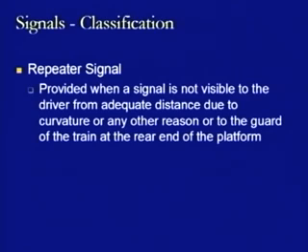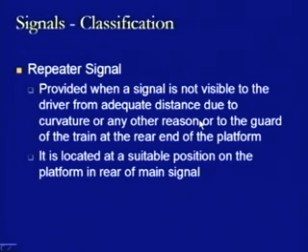Then in that condition another signal is provided which shows the same type of signaling which is shown in the case of a starter signal, and that is how the driver will be able to see it. Similarly, sometimes it may happen because of the curvature that the guard is not in a position to see that signal, and therefore, a repeater signal is provided in between from where the guard can see this signal. It is located at a suitable position on the platform itself in rear of the main signal, that is the starter signal which we are talking about here.